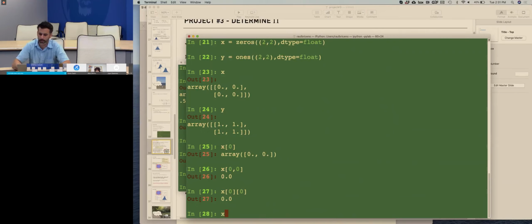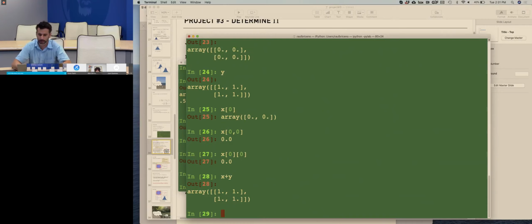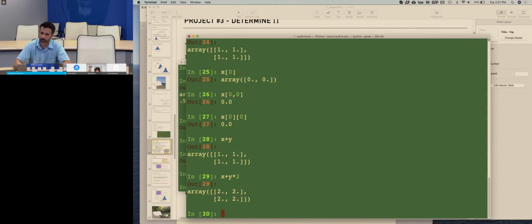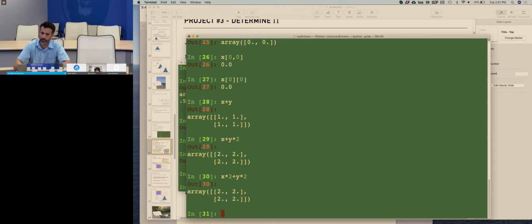Just like with one-dimensional arrays, I can add X and Y. Each component, I'll grab a 0 and add it to a 1 and so forth, and so I just have a matrix of ones. I can also multiply this times 2. I can multiply the zeros by 2. Doesn't change the answer, of course. And then there are other matrices that you can generate, always an array that is 2 by 2.